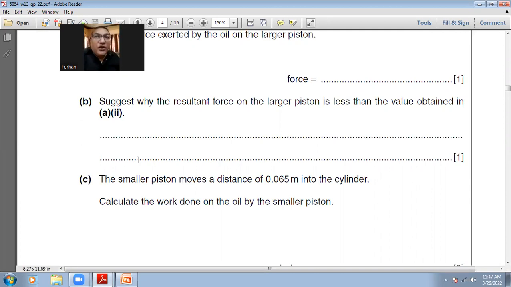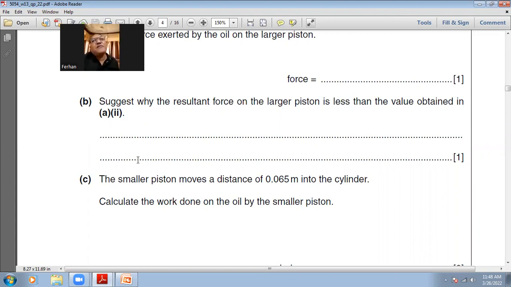But maybe the oil has some air bubbles in it. If the oil has some bubbles in it, then because air bubbles are spongy, they are compressible, so the same pressure will not be transmitted. That can be one reason.